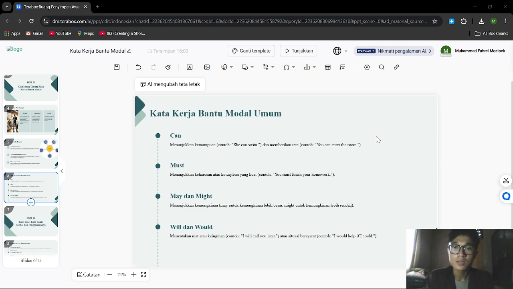And the last one is will and would. These express intent or desire, like I will call you later, or conditional situations like I would help if I could.